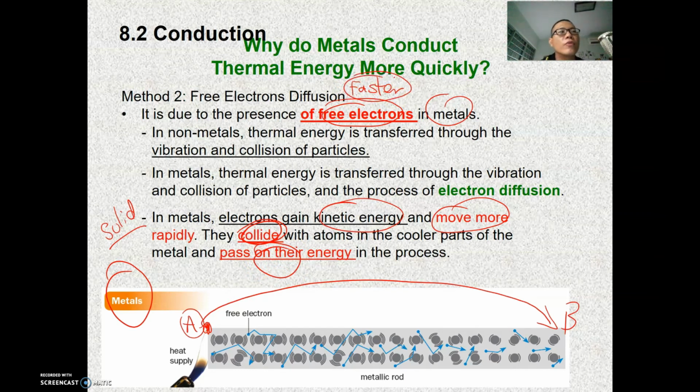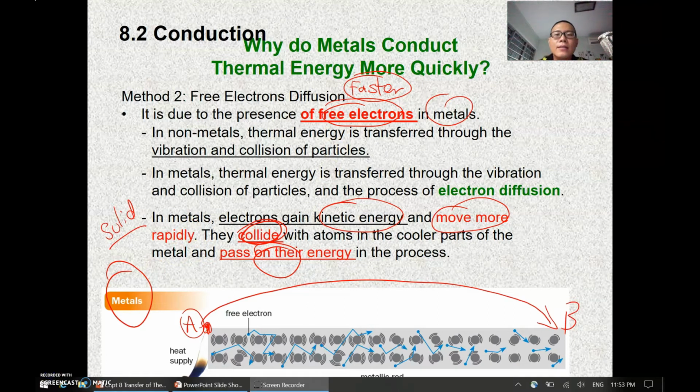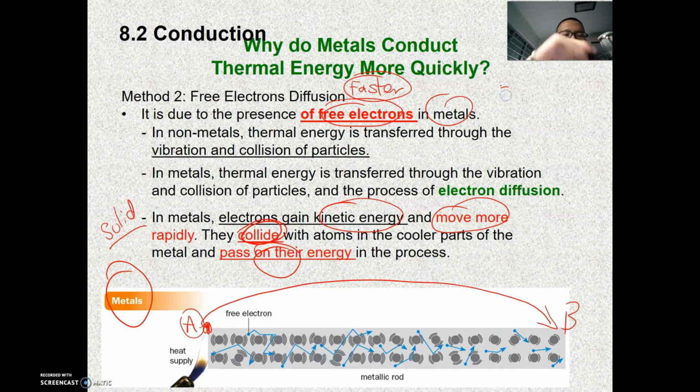as compared to free electron diffusion. What happens inside here is actually because the free electrons are smaller.